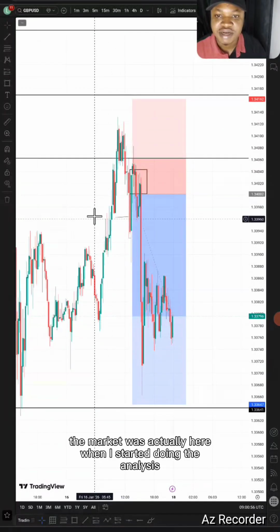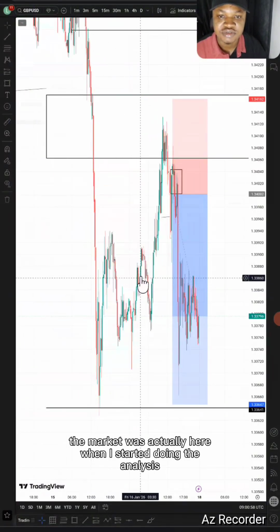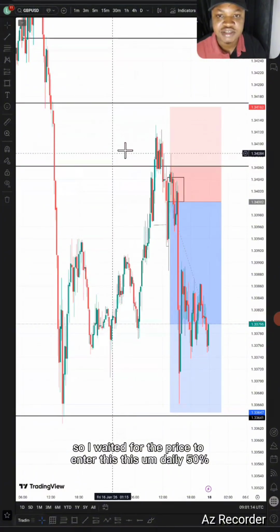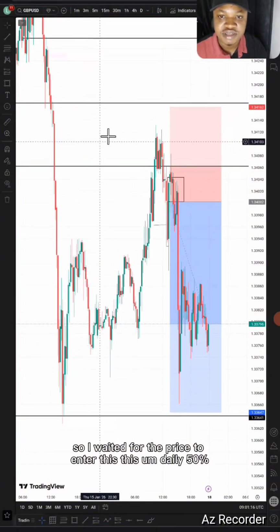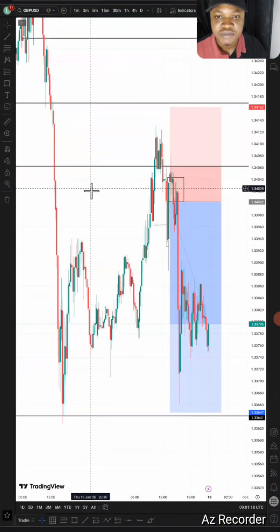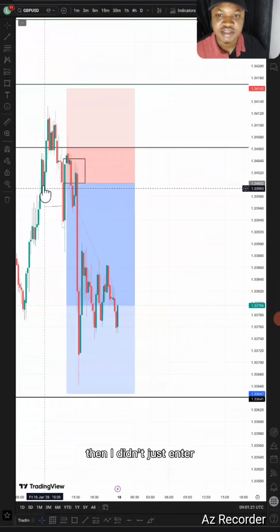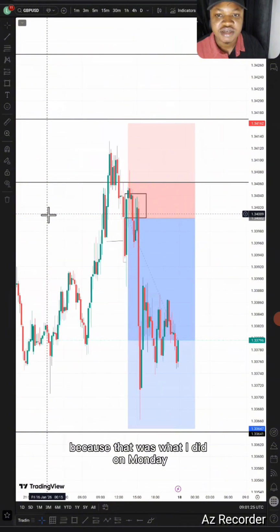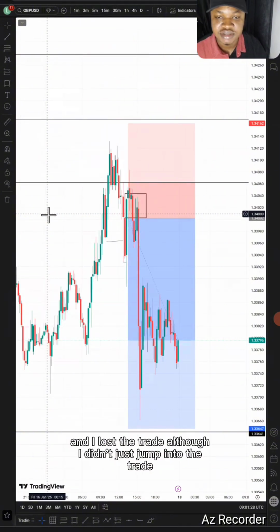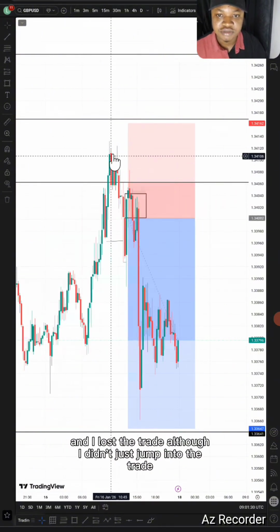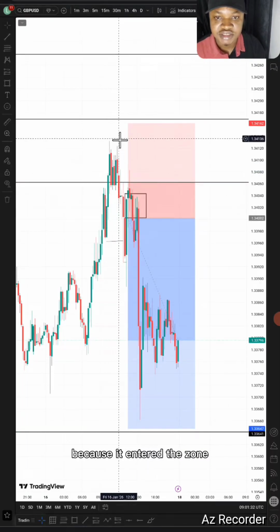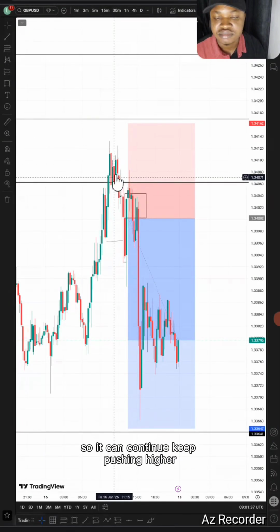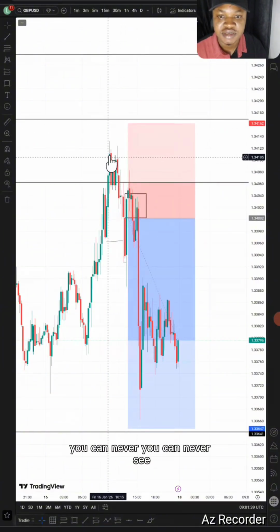When I started doing the analysis, the market was here, so I waited for the price to enter this daily 50%. Then I didn't just jump into the trade, because that was what I did on Monday and I lost the trade. I didn't just jump into the trade because it entered the zone. You don't know what the market is going to do in the next minute, so it can keep pushing higher. You can never say.